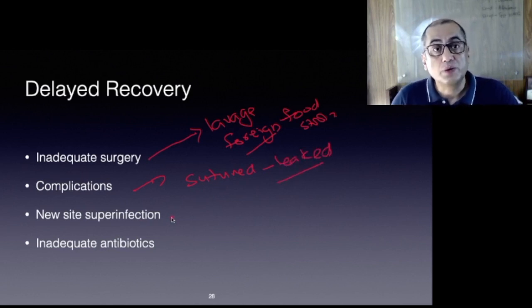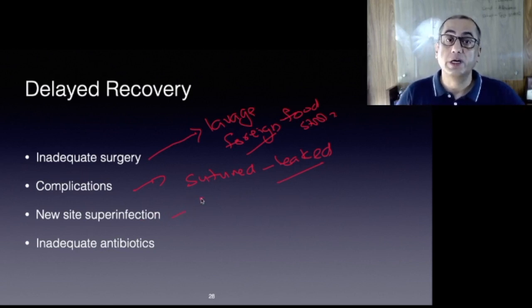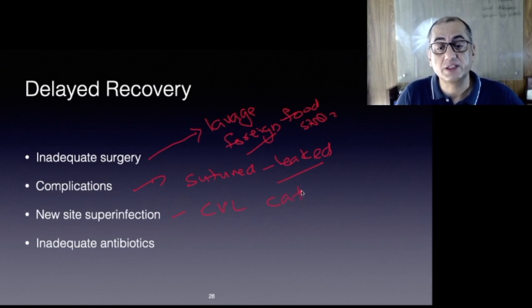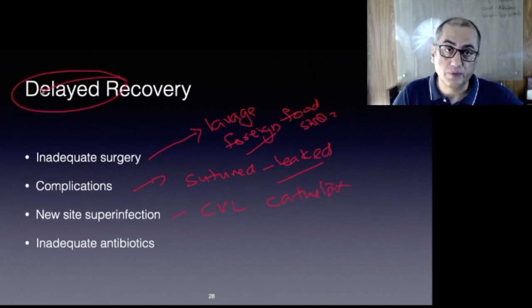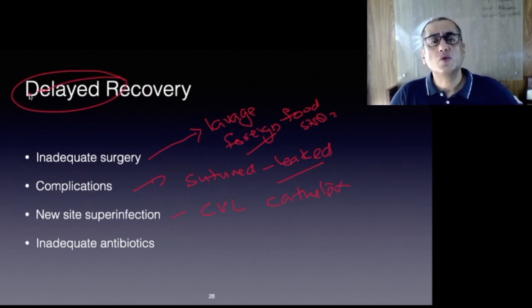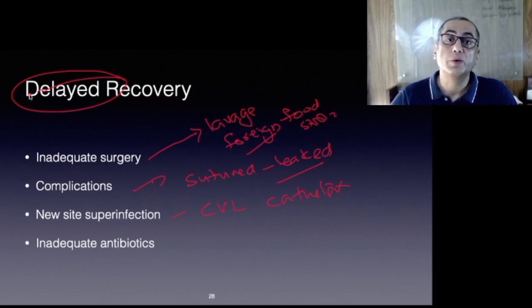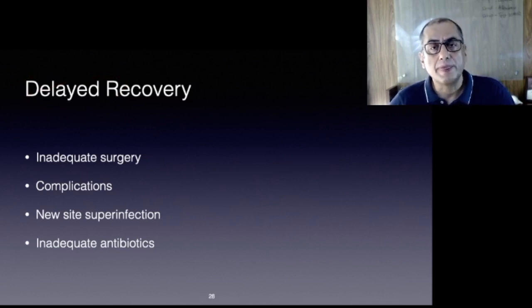Now a search for superinfections at a new site is also made. So if you put in a CV line or a catheter, there might be infection there, and this is resulting in the delayed recovery. Review of the dose of antibiotics should be made if it is inadequate or the antibiotics used do not provide adequate coverage for anaerobes and gram-negative organisms.